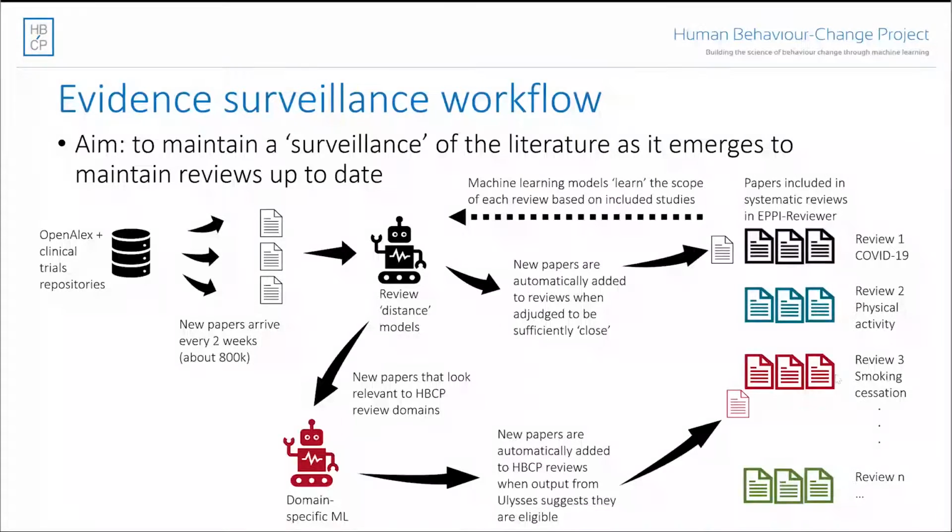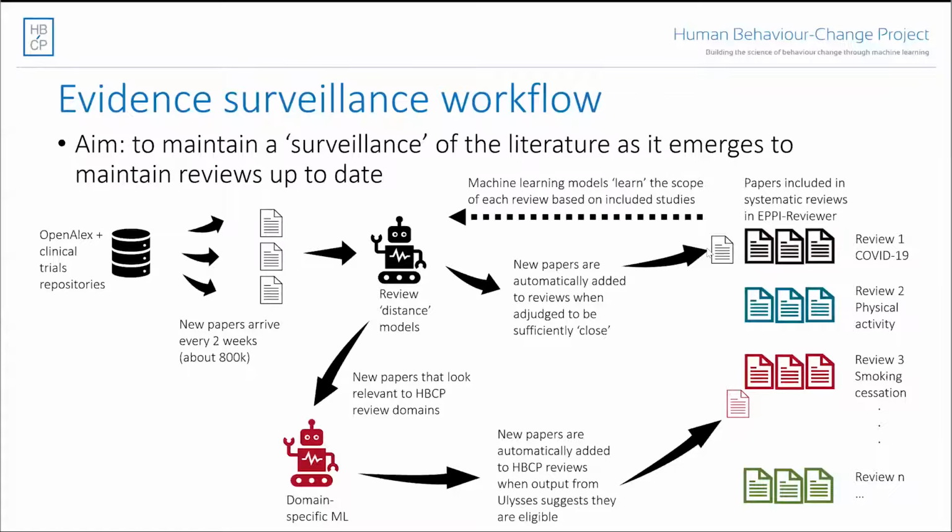So what we do is every single review in the system is uploaded into a machine learning environment where we build a machine learning model for each review, which basically looks at the papers already included in the review, and then, using fairly standard machine learning approaches, builds a model so it can predict when a new paper comes in whether or not it's likely to be relevant. So when the new papers arrive, every single paper is scored against every single review, and those that are close in terms of their distance from the new papers are then automatically added to the reviews.